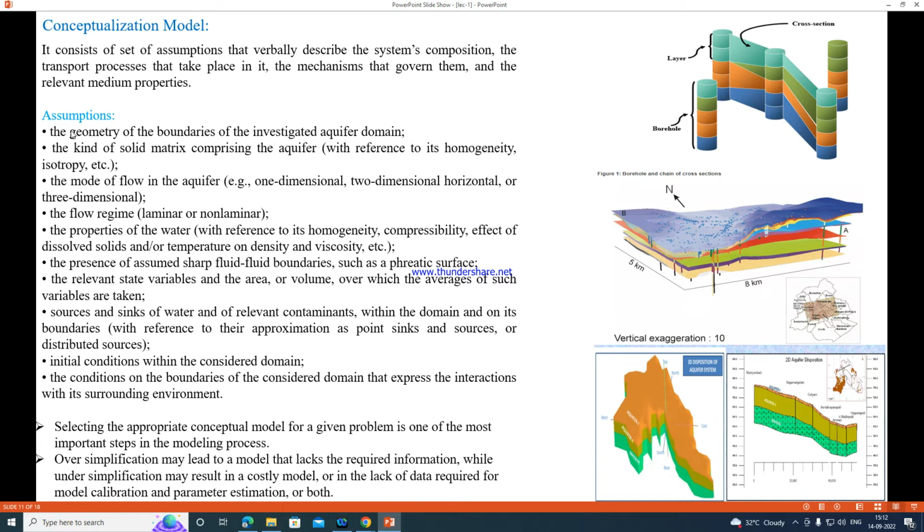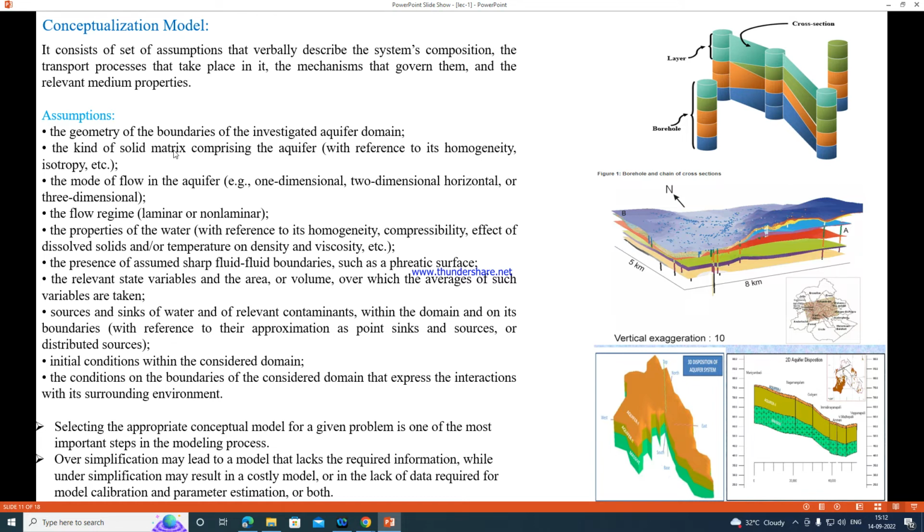Assumptions. While coming to the assumptions of the groundwater flow model, you need to investigate your aquifer accurately, like conducting geophysical investigations, hydrological investigations, and lithological investigations. All these investigations you have to do perfectly. If your conceptual model is wrong, then your groundwater flow model is absolutely wrong.